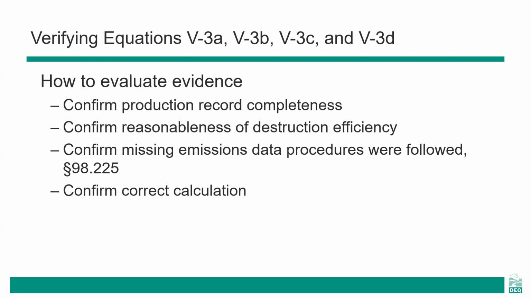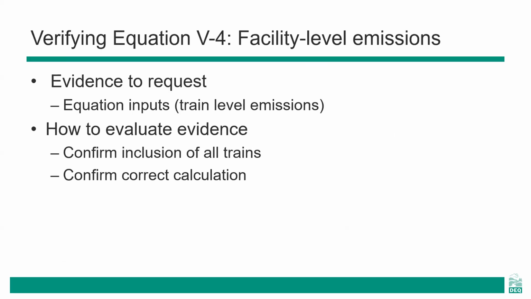Missing production data can be replaced using either best available data or maximum production data, depending on reporting year and amount of missing data. Equation V4 is used to determine the annual nitric acid production emissions combined from all nitric acid trains at the facility.